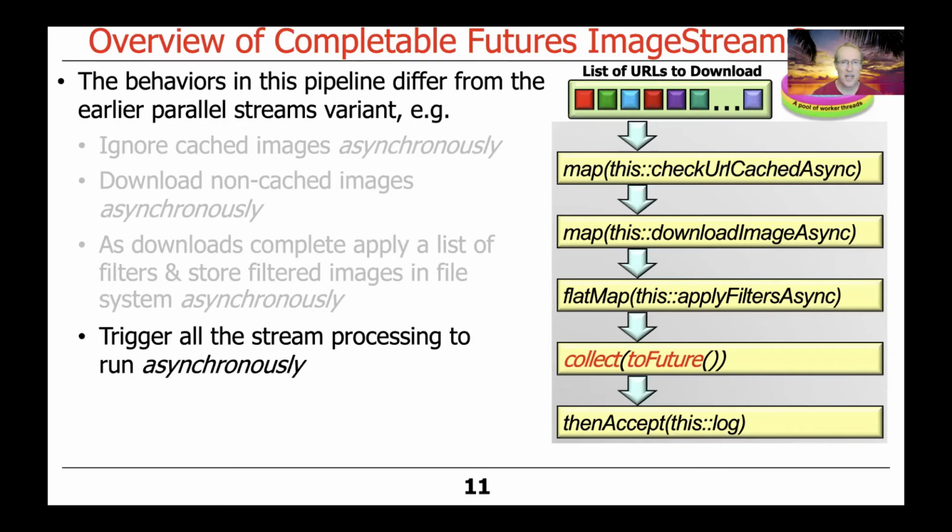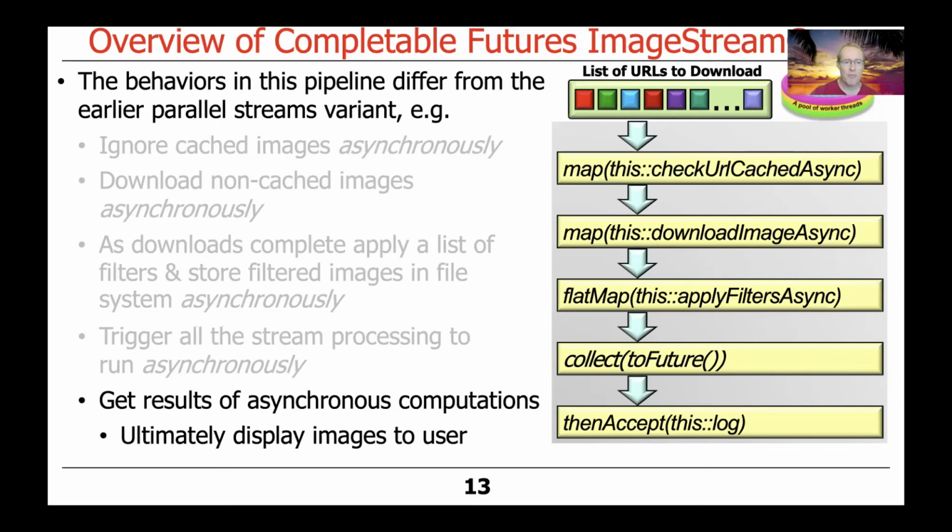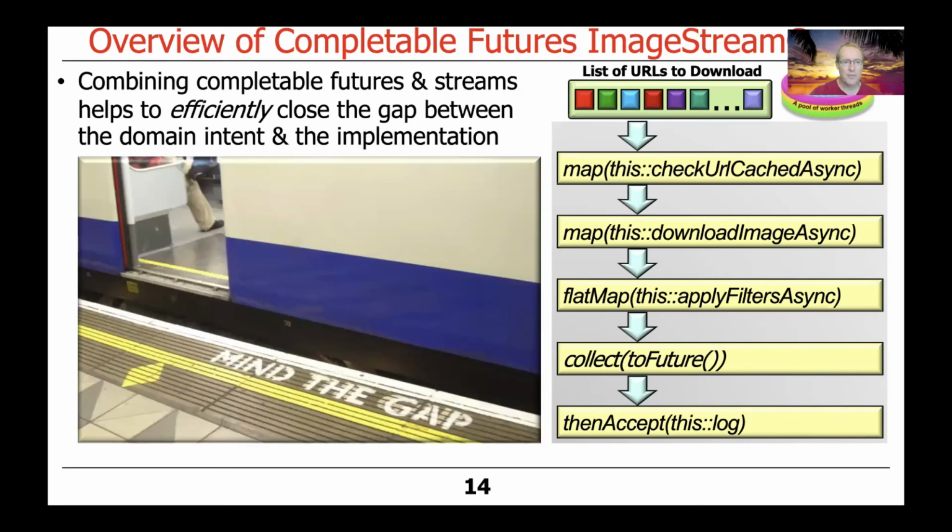So it's going to use a variant of the completable futures mechanism we talked about that wraps up the arbitrary arity methods in a really clever way. And then finally, we're going to get all the results of the asynchronous computations after everything is done. And again, as with the parallel streams case, the results are all going to be distributed to the users.